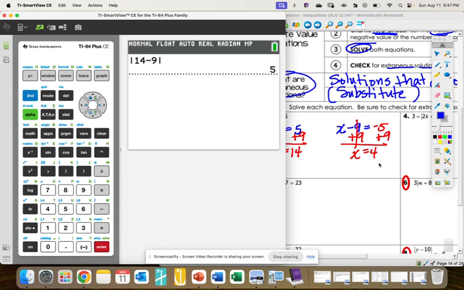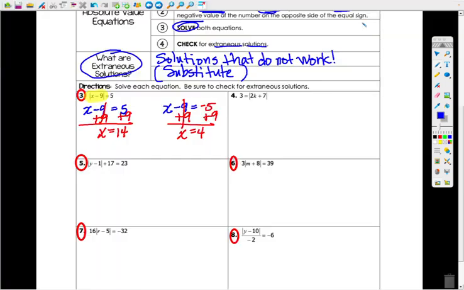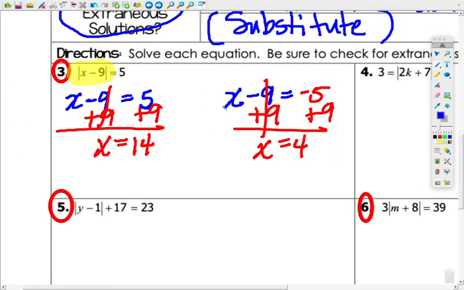The other solution we solved for and found was 4. So this time, I'm going to come up here and copy this. I'm going to type in 4 minus 9. Notice I get 5 again. So since both of those solutions worked, they are both going to be kept. Neither one of them is extraneous. My answers are going to be x equals both 4 and 14. It did not matter which one I wrote first. x equals 4 and 14.